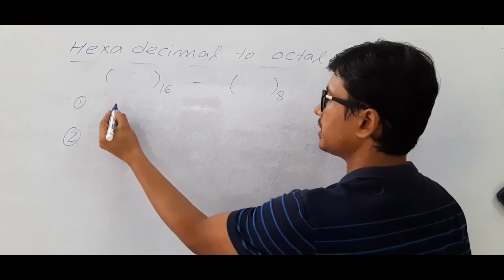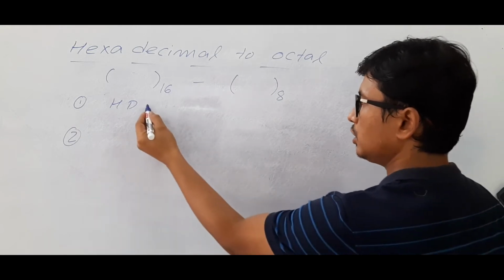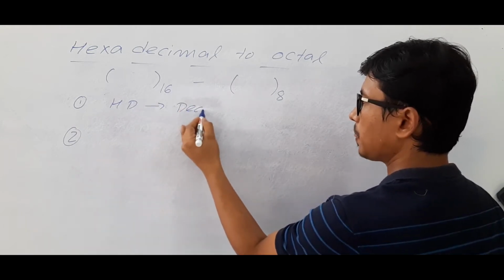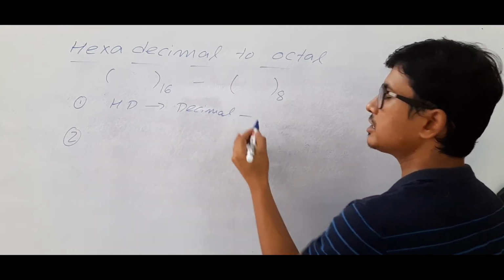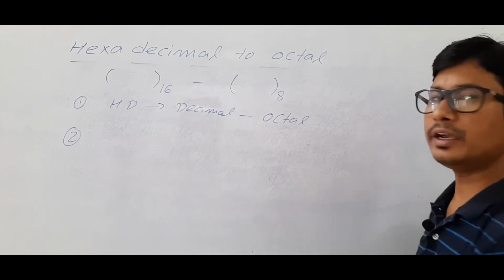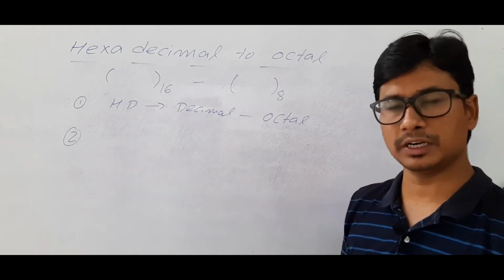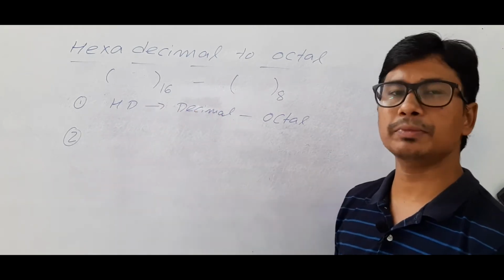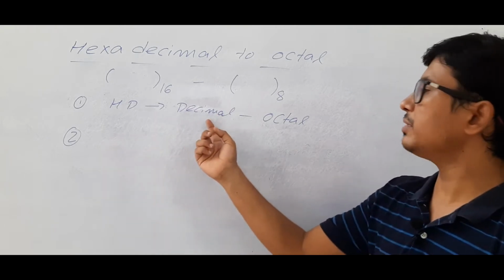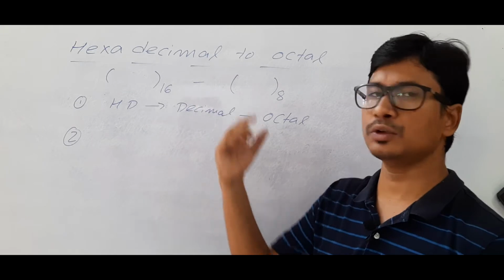The first way is that I can convert the hexadecimal number to a decimal number, and from the decimal number we can convert into an octal number. Already I have discussed how to convert a hexadecimal to a decimal number. Decimal number means base 10. From a decimal number we already know how to convert into an octal number. So you can use that process.